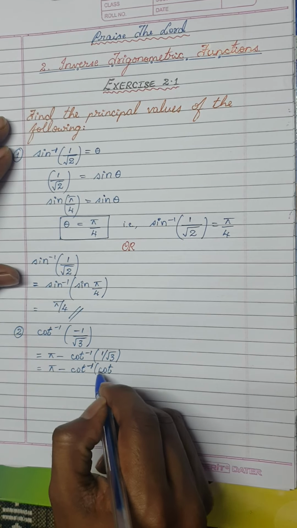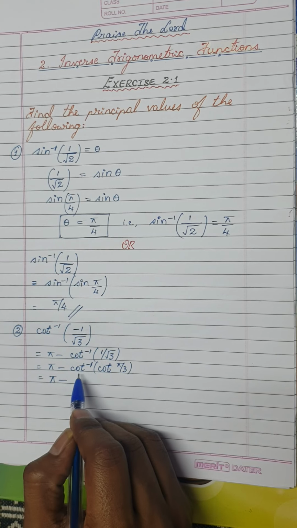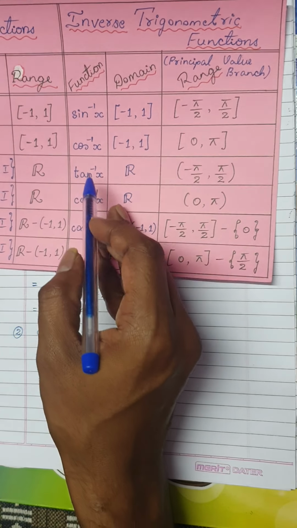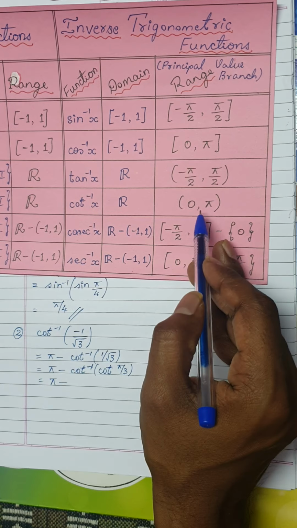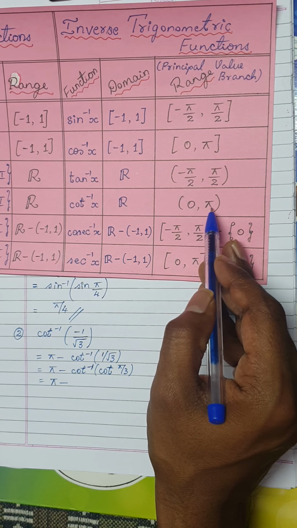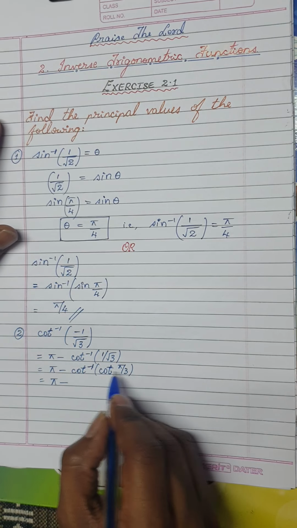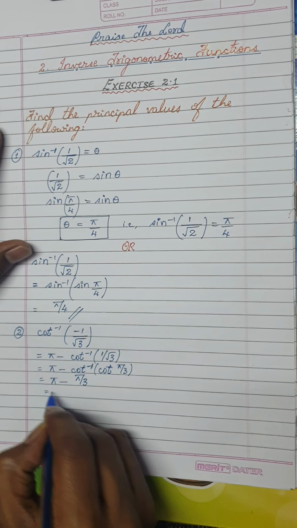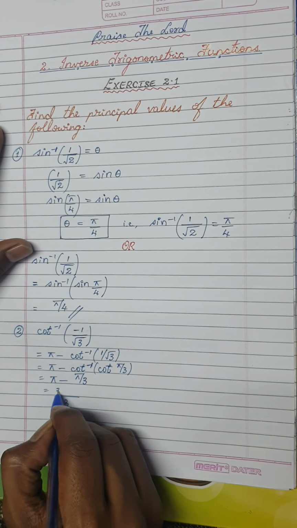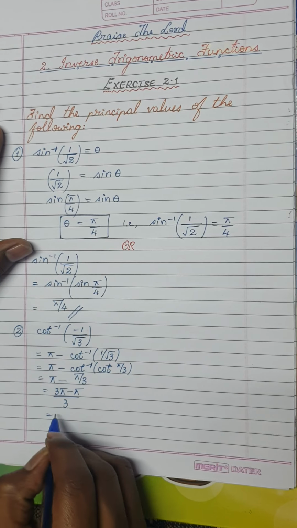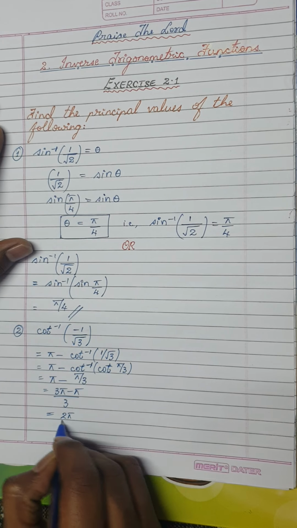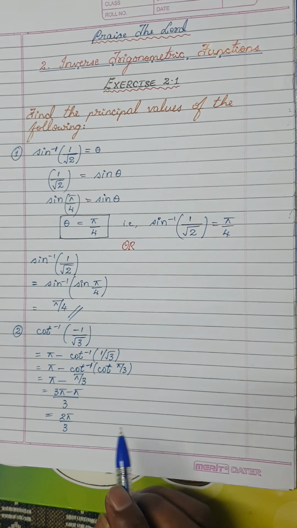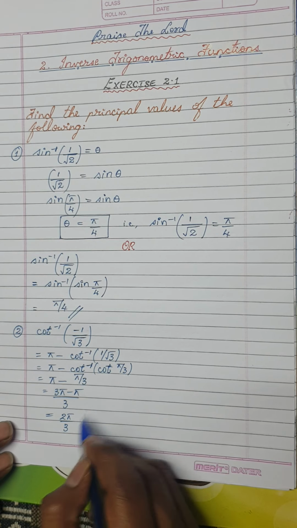So this is nothing but pi minus, as I told you, cot inverse and cot can be cancelled if it is in the range of cot inverse. Now what is the range of cot inverse function? The range of cot inverse function is the open interval 0 to pi, 0 to 180. Now 60 degrees is between 0 to 180, so this gets cancelled. So I'll get pi minus pi by 3. If you take the LCM, it is 3, so it is 3 pi minus pi over 3. So this is nothing but 2 pi by 3. So the principal value of cot inverse of minus 1 by root 3 is 2 pi by 3, right?